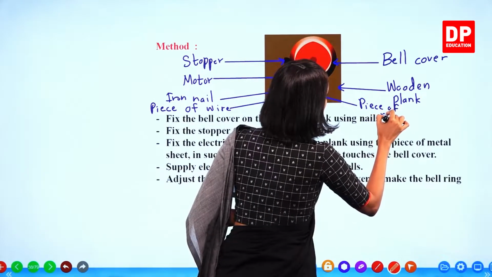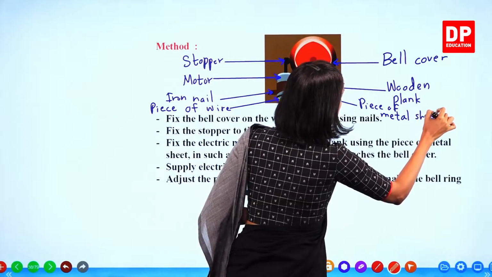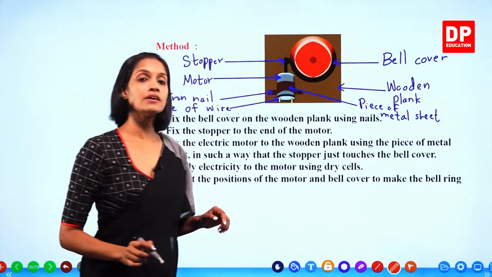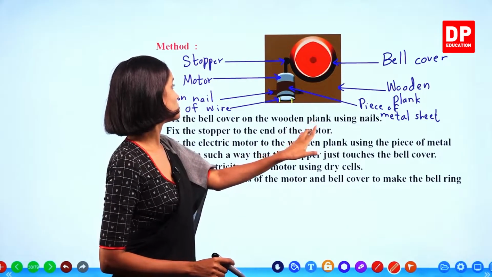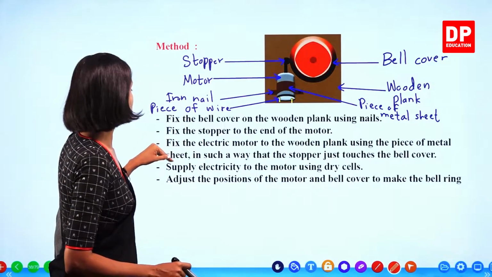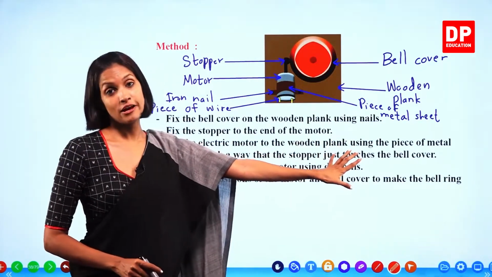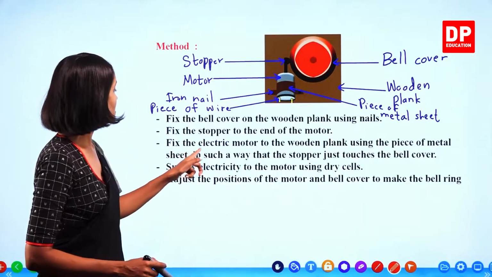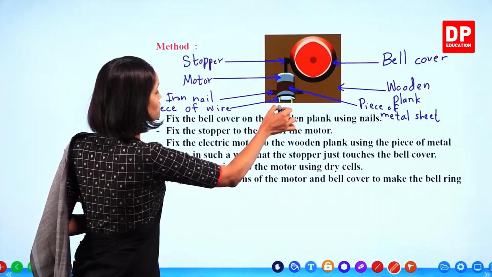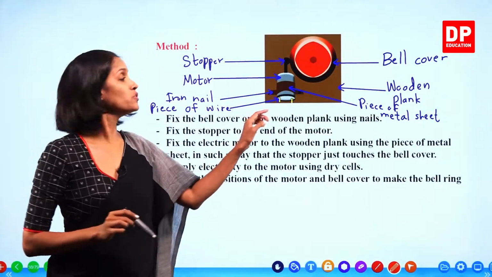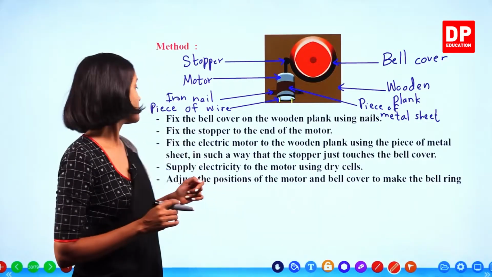Piece of metal sheet. Right? Fix the electric motor to the wooden plank using the piece of metal sheet in such a way that the stopper just touches the bell cover, right? Supply electricity to the motor using dry cells. You all can see here there are 2 pieces of wire. So you have to connect the other ends of the wire to the dry cells, okay?